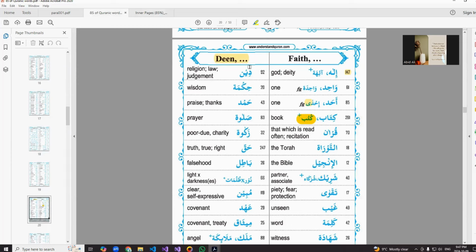Right? We took the word millah to Ibrahim as deen of Ibrahim, yes, but over here we're talking about hikmah. That's the word which means wisdom. Yes. Hamd is praise, thanks.